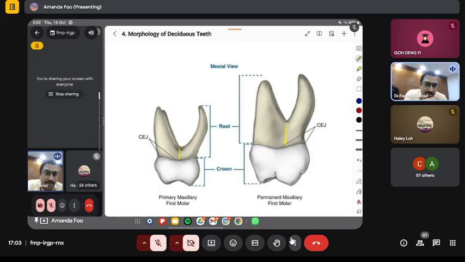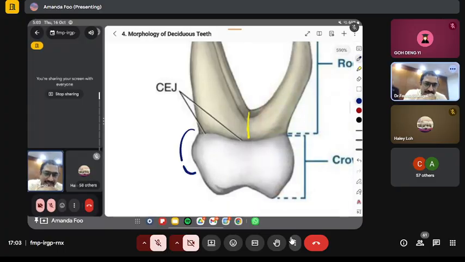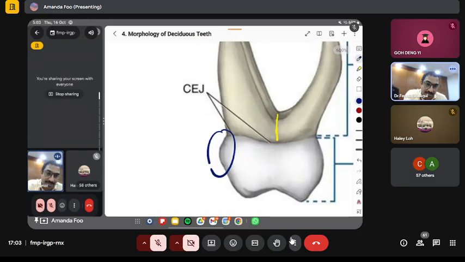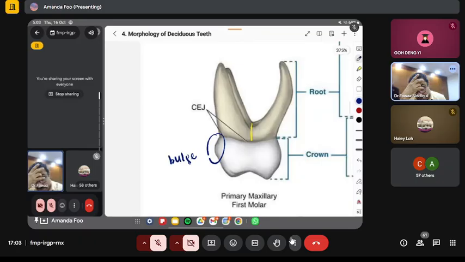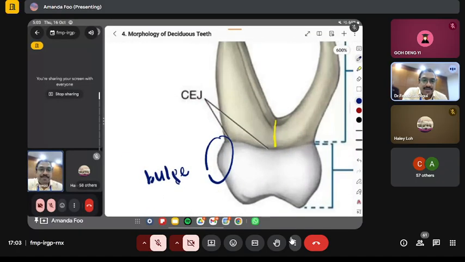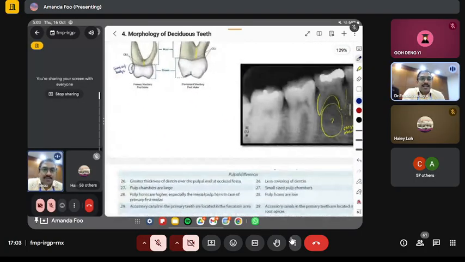Now the bulge, can you see it on the buccal surface of the maxillary molar that we were just talking about? The primary molar has a bulge which is much more bulgy than the permanent one. This bulge is there on the labial surface and also on the proximal surface. It's called the cervical bulge, not so much on the permanent. Okay, awesome. So we go to the next one.